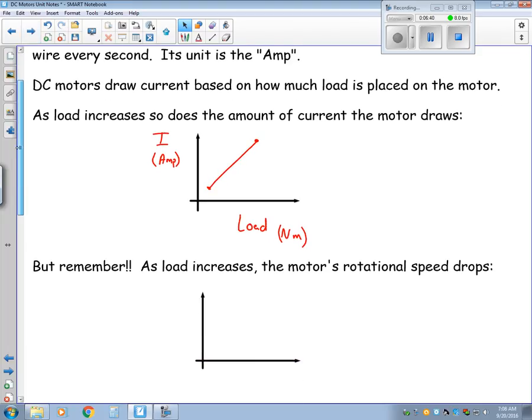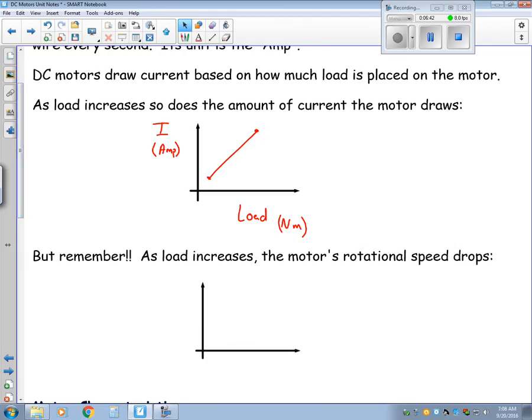So the current is a changing variable. When you have a motor with no load on it, it's pulling very, very few amps. But as you increase the load, the current that gets drawn from the battery increases.